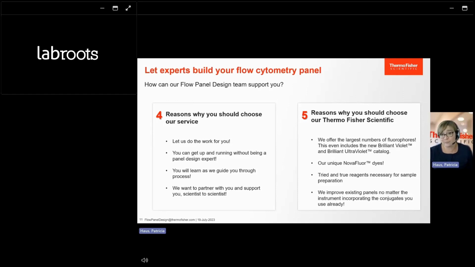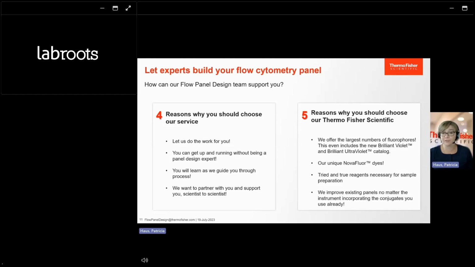Or if you're super experienced and you don't have the time, we would also be very happy to design a panel for you, work with you together, but taking a little bit out of the panel design itself, giving you back time. So you don't have to be a panel design expert to get your experiments up and running, and you can spend your valuable time on your other duties. What we will do is guide you through the process. And if you want to know more, we will be happy to share our knowledge.